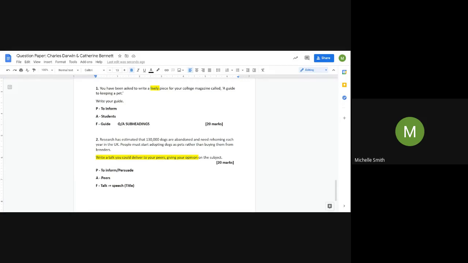Okay. You might want to use the statistic that's there. 130,000 dogs are abandoned every year and need rehoming. You could use more facts and statistics. And again, like I said, for question 1, just make them up. It doesn't matter if they're true or not.